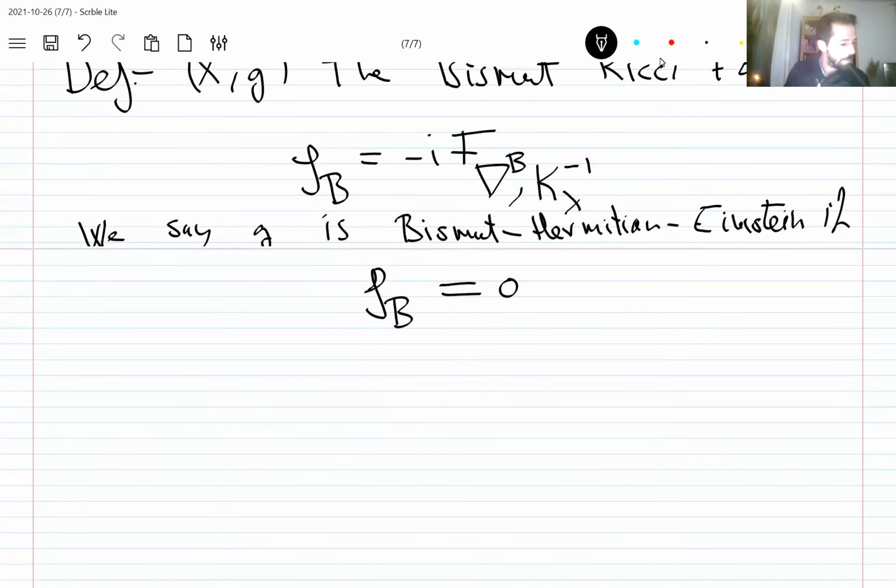Okay, so one simple remark, one basic remark is that Bismut Hermitian Einstein actually implies Calabi-Yau with our definition. Okay, vanishing first Chern class in real cohomology.